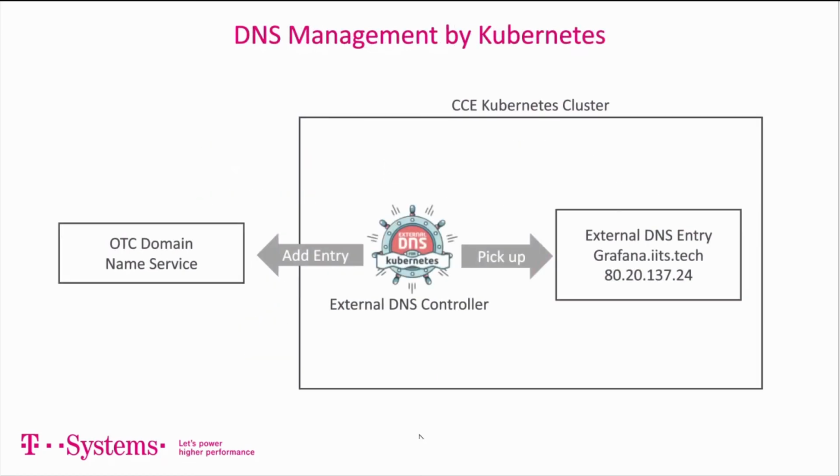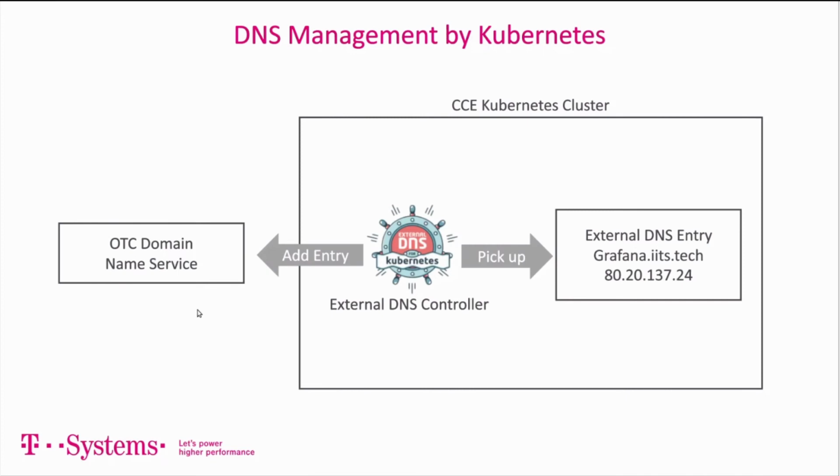But the best solution is, in my opinion, to use External DNS. External DNS for Kubernetes is a pretty cool service which you can deploy inside your cluster. You deploy your External DNS controller inside your cluster, and then you define a specific YAML file where you define that grafana.eats.tech is available under 80.20 and so on, and it picks up this file automatically and adds this entry to your OTC domain name service or some other.